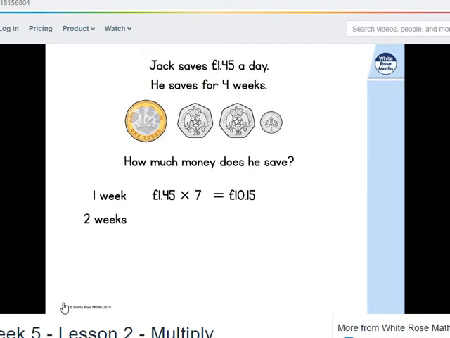Now, we could do £10.15, add £10.15, or we could think about, well, I've got twice as many weeks, so I need twice as much money. So £10.15 times by 2 would be £20.30.